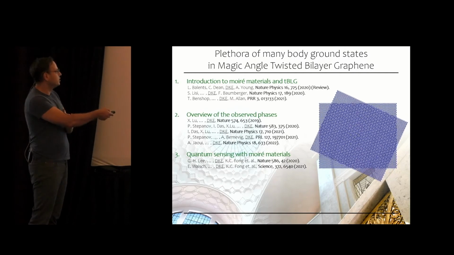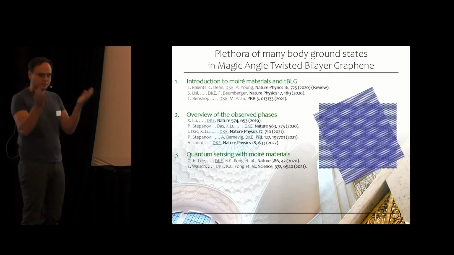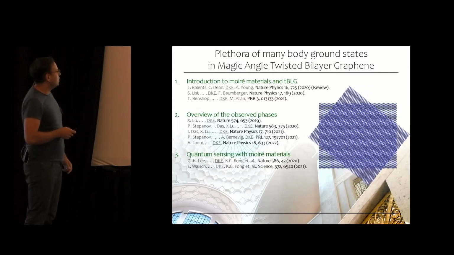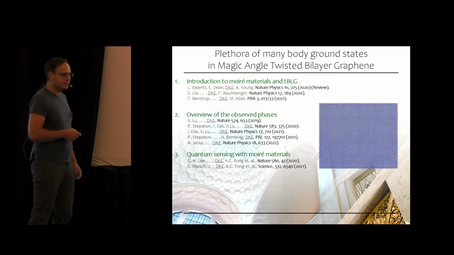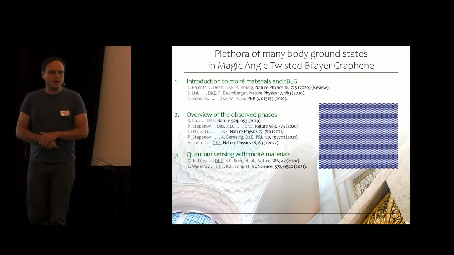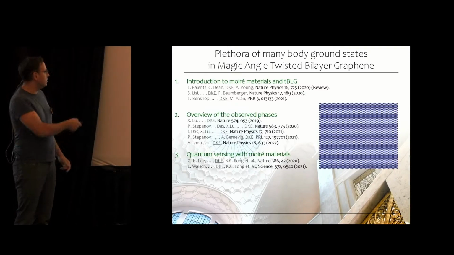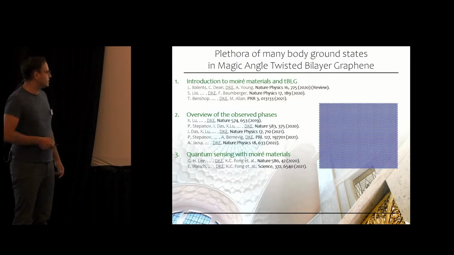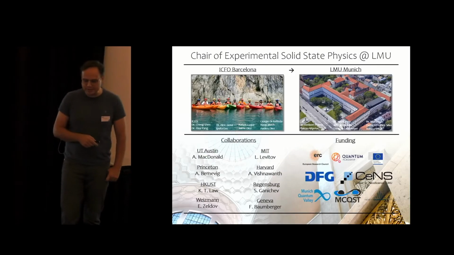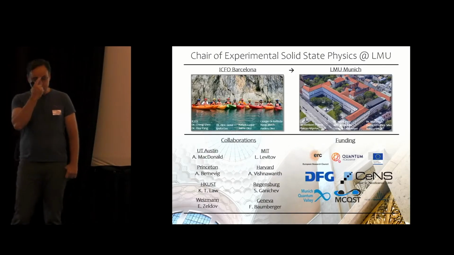So twisted bilayer graphene are those two sheets of graphene which are just stacked one on top of another with a random angle. I will talk about the newly observed quantum phases in this material, superconductivity, correlated insulators, and so on. And last but not least, maybe in the very end, I'll also talk about some quantum sensing with these moiré materials.